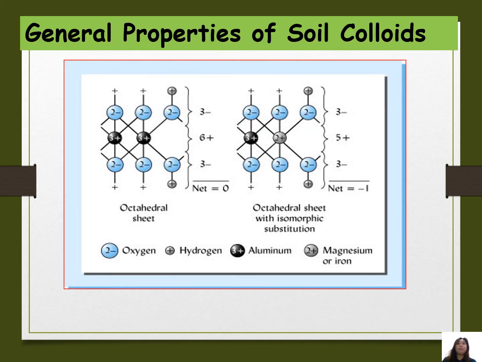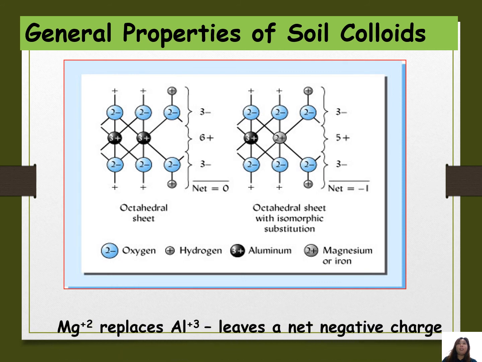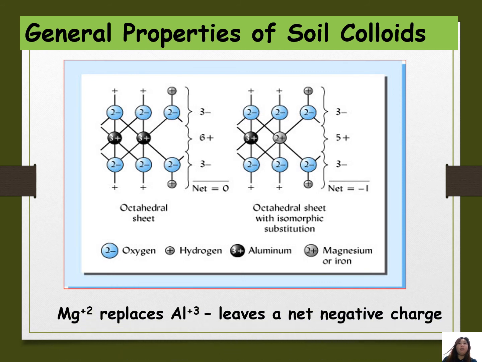So as you can see on this diagram, when magnesium 2+ replaces aluminum 3+, it can leave a net negative charge, making the soil negatively charged.